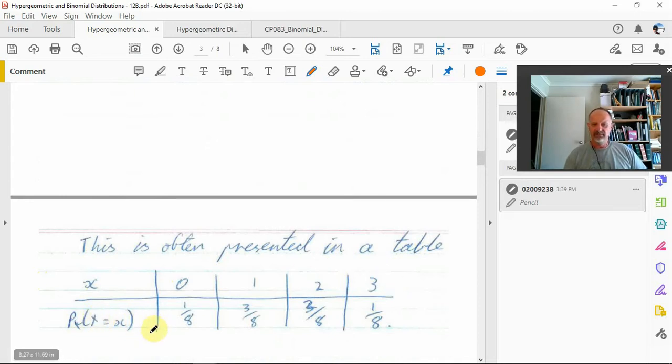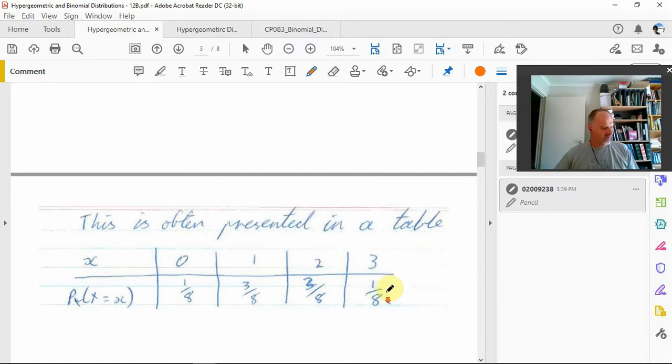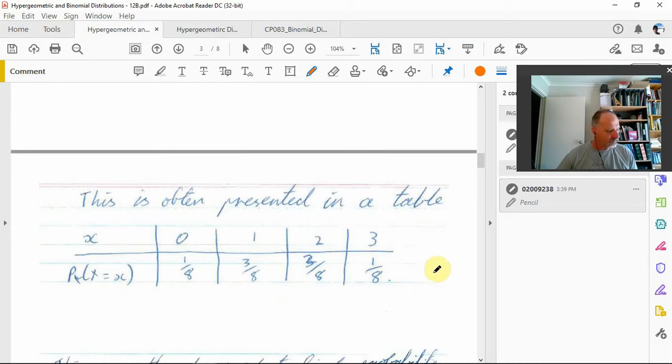And then there's the probabilities. The big X, the outcome, is equal to little x. So in this case, the probability that you don't get any heads is 1/8, we saw above. 1 is 3/8, 2 is 3/8, and 3 is 1/8. Now, of course, when you notice that, you see that all of that adds up to 1, which we can use to our advantage sometimes.